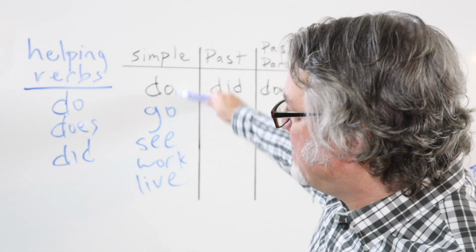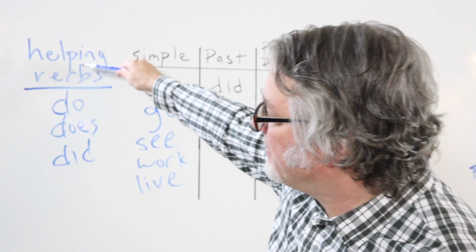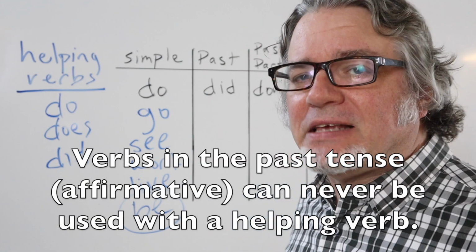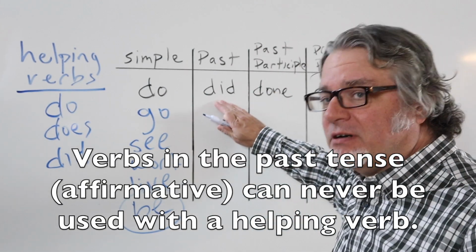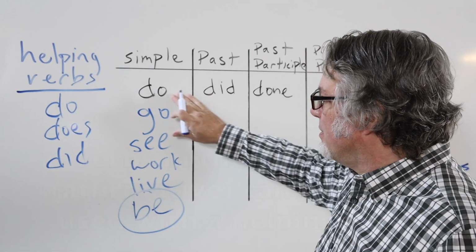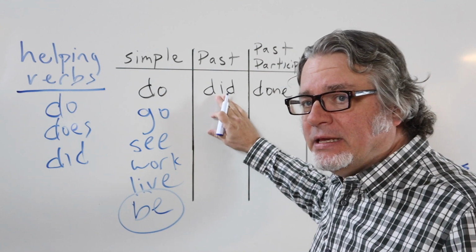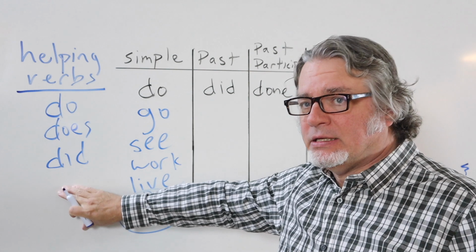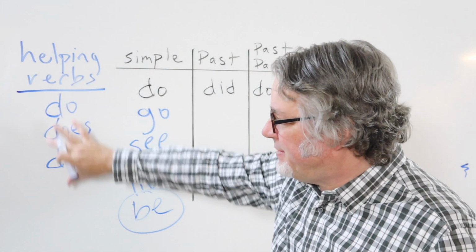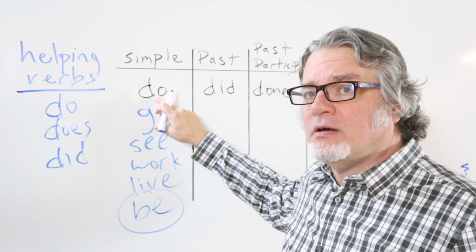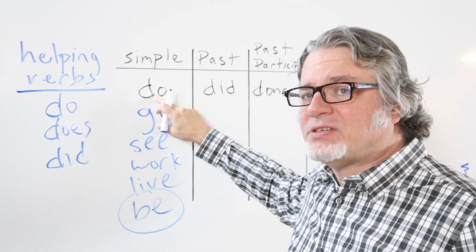You can use any of these verbs with these helping verbs. Verbs in the past tense can never be used with a helping verb. So this verb did cannot be used with do or does or did. Use these with this if you have to use the verb do as the main verb.